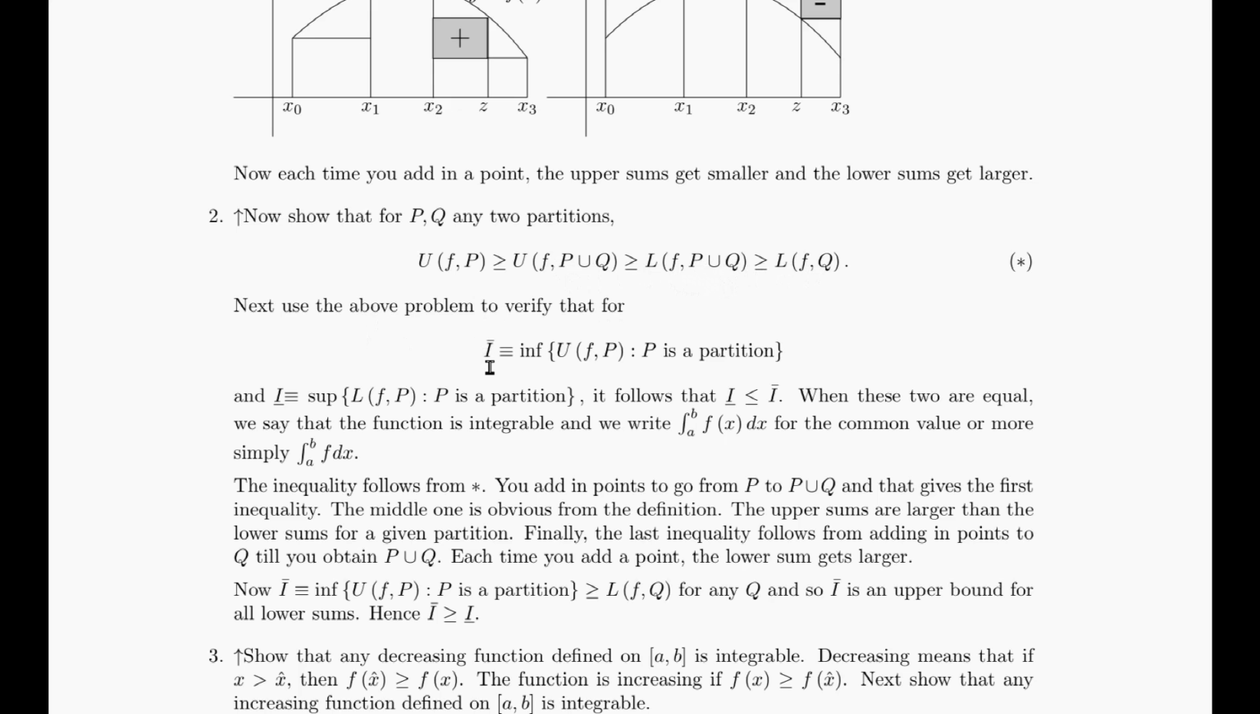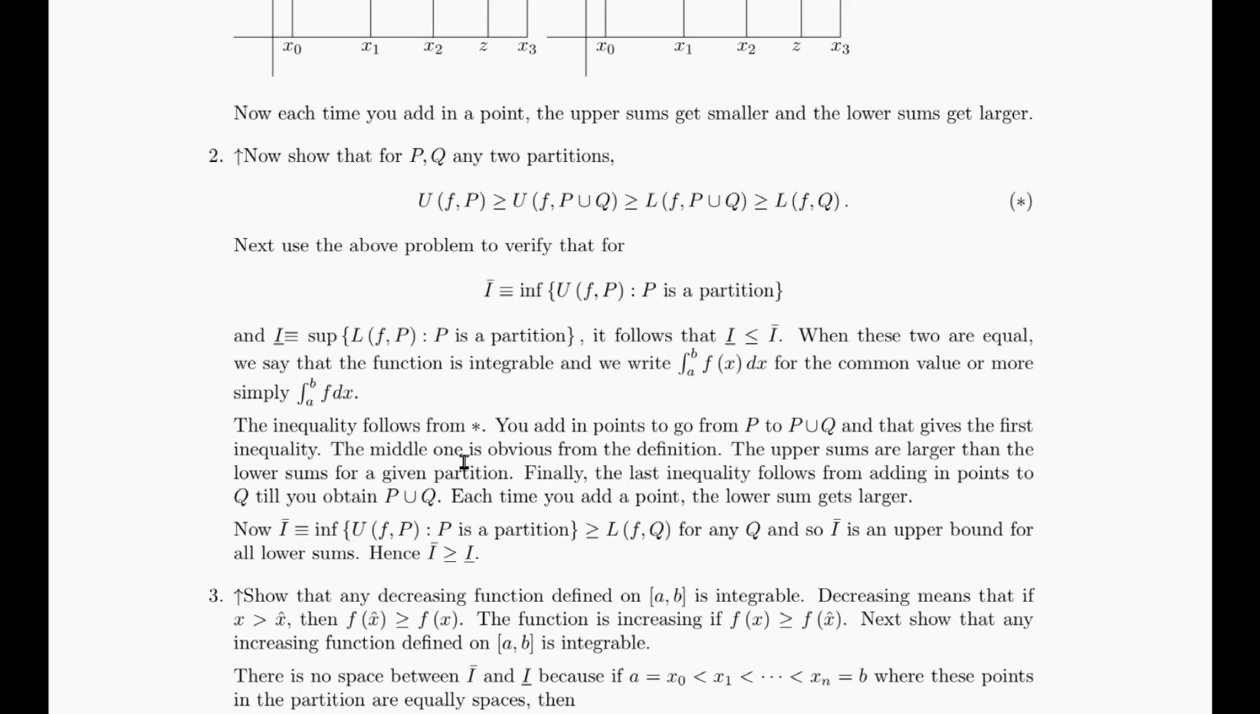That says that if I define I with a little bar on the top as the infimum of all the upper sums, and I define I with a little bar on the bottom as the supremum of all the lower sums, it follows that I lower bar is smaller than I upper bar. When these are equal, we say the function is integrable, and we write this for the common value. Okay? So what I need to do is show this. Well, I think we just discussed this inequality. Okay? Now I want to look at this.